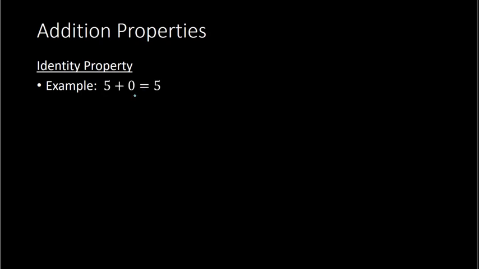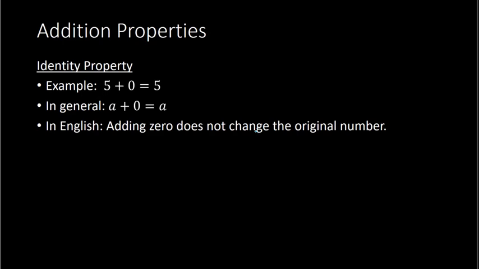So the identity property says that I can add this number 0, and it does not change the identity or the value of the original number. So in general, we can say A plus 0 equals A, where instead of using an actual number, we would use the letter. So this would be the same thing, just in general. And again, in English, we can say that adding 0 does not change the original number. This is the identity property.